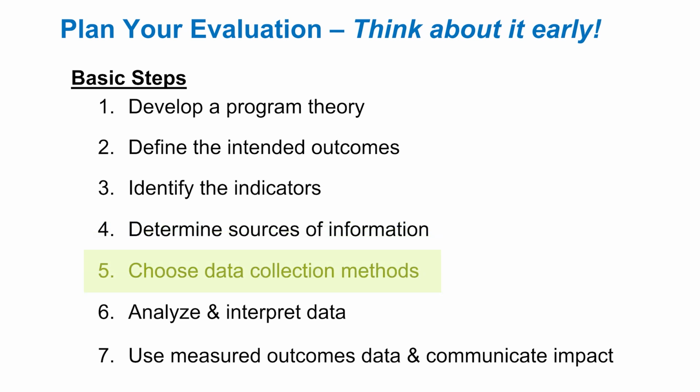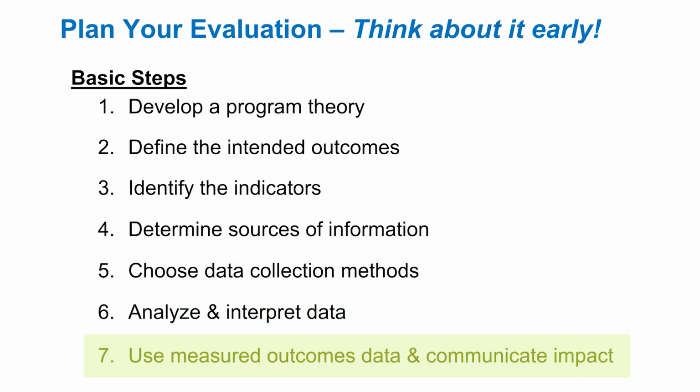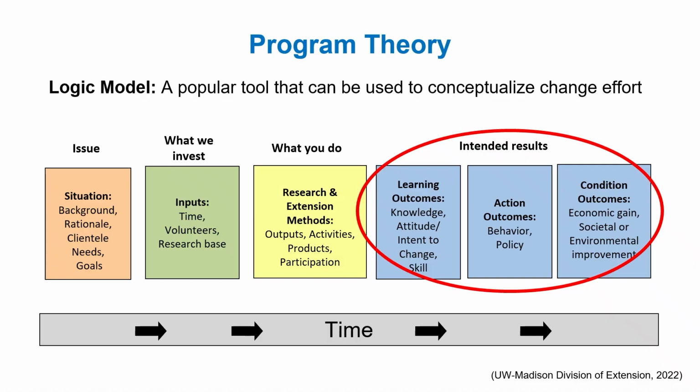Then choose your data collection methods. We encourage you to go beyond surveys for sure, at least get a behavior change. It can be observations or follow-up surveys. And then analyze and interpret the data you collect, and then use your measured outcomes data to communicate impact. You can use the outcomes data for various purposes, for your own individual growth within UCNR, and also to tell our story better for various reasons. Lynn has already covered this part in depth, so I'm not going to cover it again.